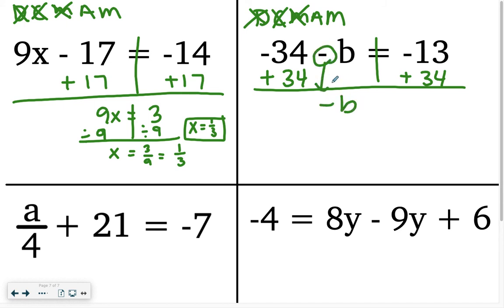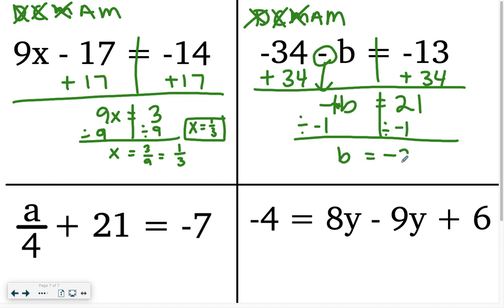Again, I'm not forgetting about that negative. And 34 plus negative 13 is 21. So I have 21. And then remember, we never like to have negative variables. So this is a negative 1 times b. So I'm going to divide both sides by a negative 1. I'm left with b equals negative 21, because a positive 21 divided by a negative 1 makes that 21 negative.